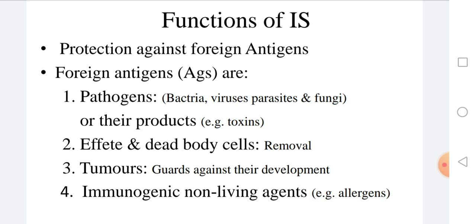Two, effete and dead body cells. The non-functioning or harmful body cells, that is to say maybe the infected body cells. So the aged cells or dead cells or infected cells by viruses should be removed by the immune system. Three, tumors. These are neoplasm, abnormal growth. The immune system guards against their development.